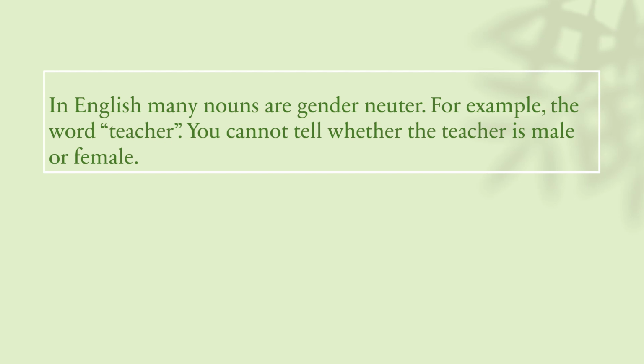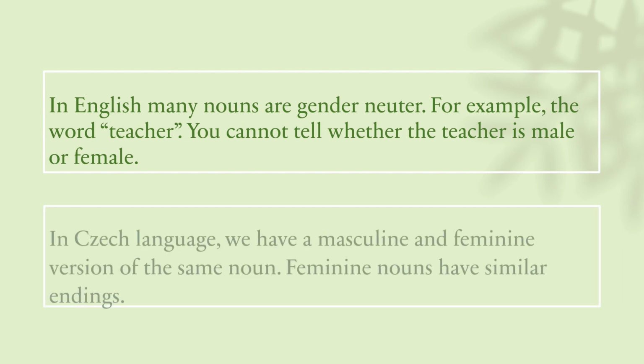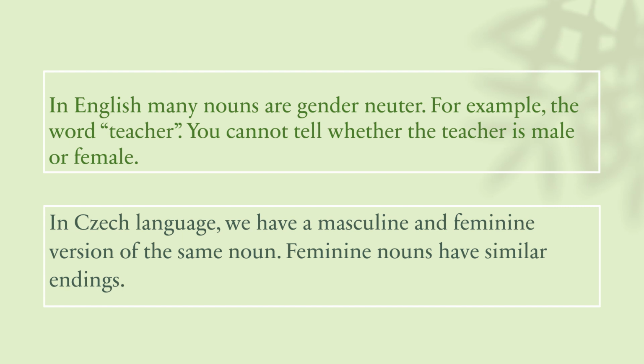In English, many nouns are gender neutral. For example, the word teacher, you cannot tell whether the teacher is male or female. You can say he is a teacher or she is a teacher. The noun teacher is not variable. However, in Czech language, we have a masculine and feminine version of the same noun. Feminine nouns very often have similar endings and they are very easily recognized.